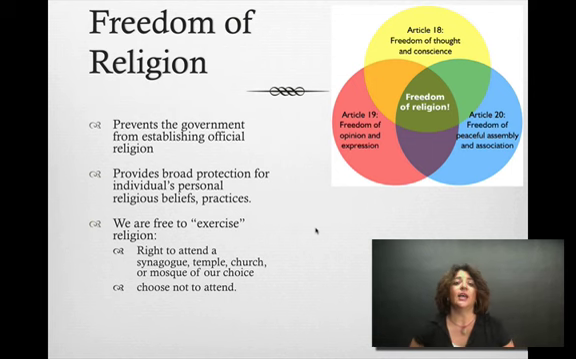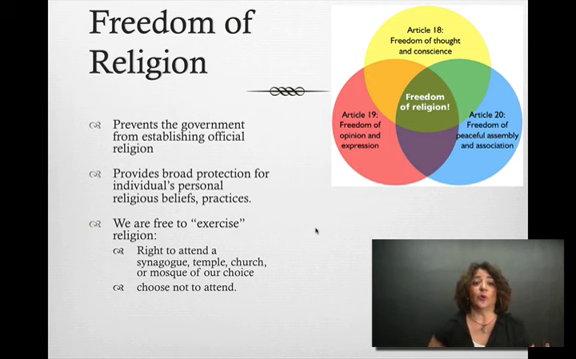Freedom of religion basically prevents the government from establishing an official religion, and that was important because England did just that. It also gives all of us individual freedom over which religion we choose to practice, how we choose to express ourselves in our religion. We are free to exercise religion, which means we can go anywhere that we want to practice our religion, or we are free not to practice any religion if we don't wish to. I want you to get an idea as to how important this might have been to the founding fathers at the time that it was created.